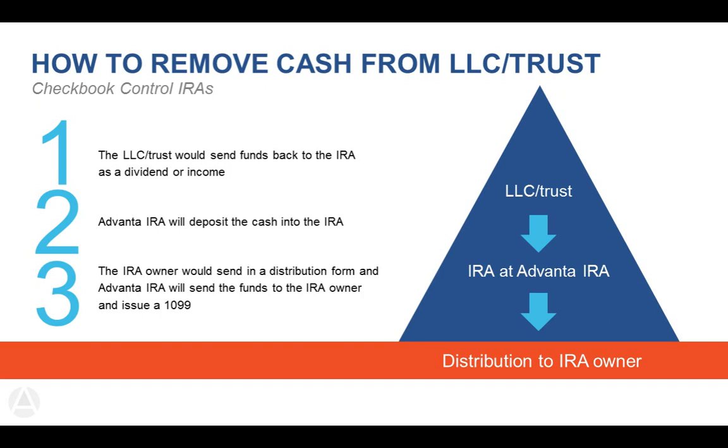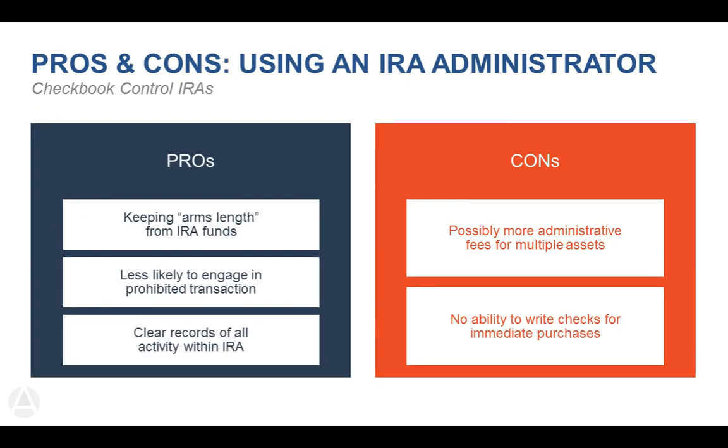So if you were to do it just writing a check from the trustee to yourself personally or the LLC manager to yourself personally, it would be considered a prohibited transaction, or potentially, maybe on a little bit less severe side, an improper distribution, but it certainly is not allowable to be done like that. So in order to make sure things are done properly, Advanta first needs to receive the funds from the entity, and then we can distribute them out to you.